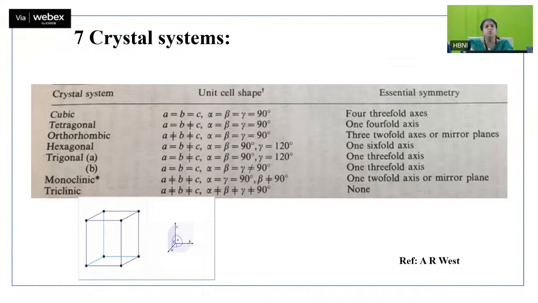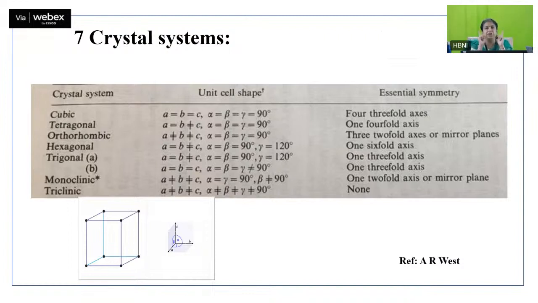Very hurriedly, you know about it: cubic, everything simple, a equals b equals c, alpha, beta, gamma all 90 degrees. Tetragonal, what do you do? You simply elongate or compress one of the axes. So c is not equal to a equals b. And remember, most of the time by convention we write c as different, but it can be b or a as well. But all the angles are still 90 degrees.